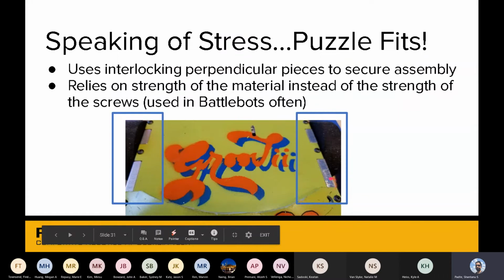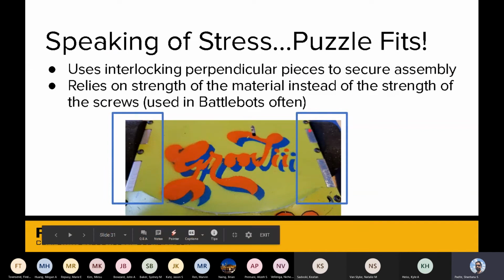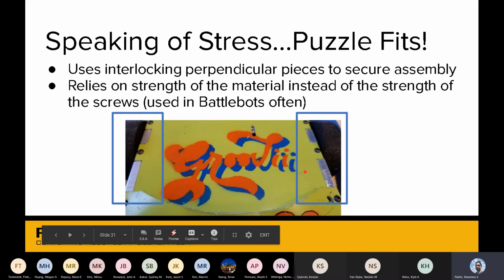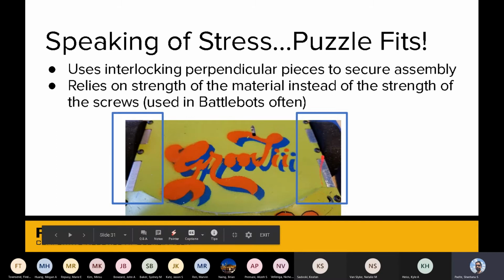And speaking of stress, puzzle fits. It uses interlocking perpendicular pieces to secure the assembly, like these square rectangular things you see here. Those just fit together and are pressed together, and it relies on the strength of the material again, so that's why we use it in BattleBots often. Screws are not as reliable because all the stress is concentrated in the screws. This one allows you to have a wider surface area, and so that reduces the stress.